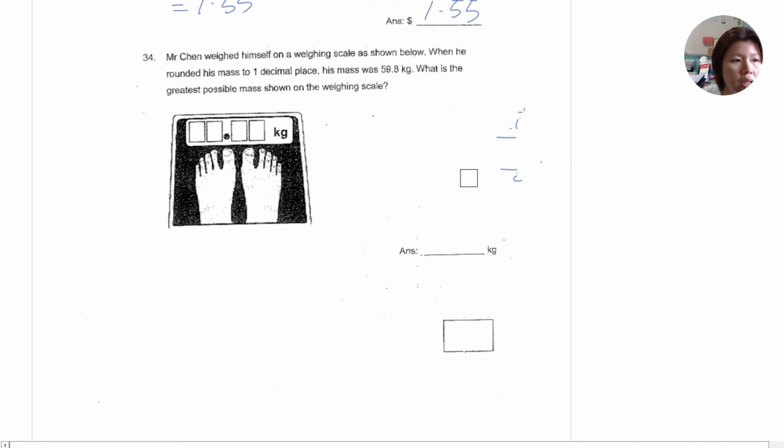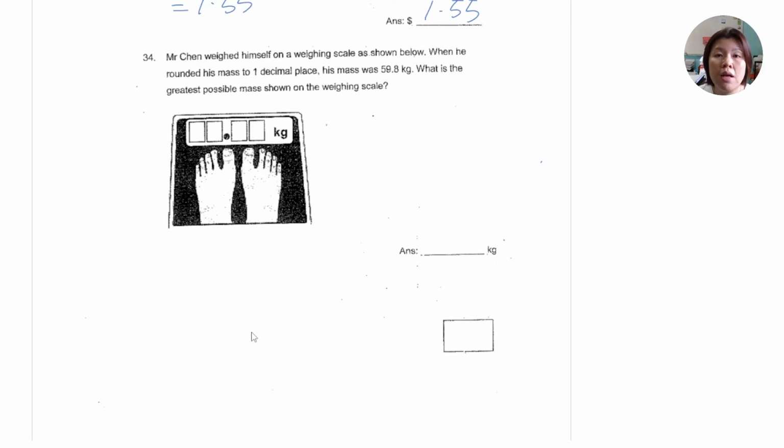Okay, next one. Mr. Chen weighed himself in the weighing scale and then he rounded off his mass to 1 decimal place and he eventually has his mass at 59.8. So 59.8 is after he rounded off. So in order to round to 1 decimal place, he must have 2 decimal places at first. So they want the greatest possible number.